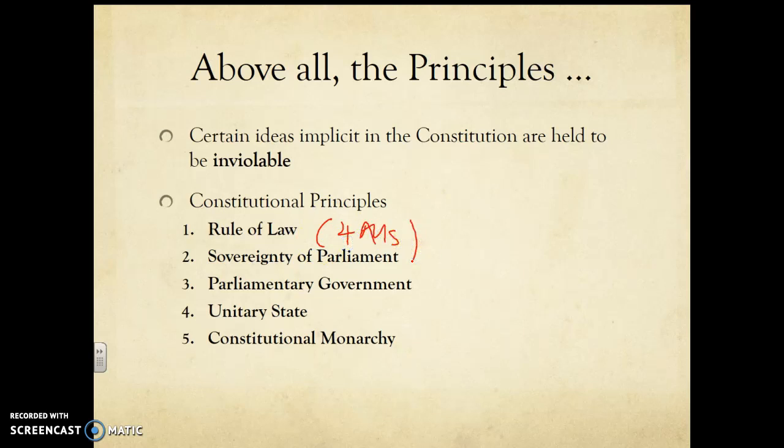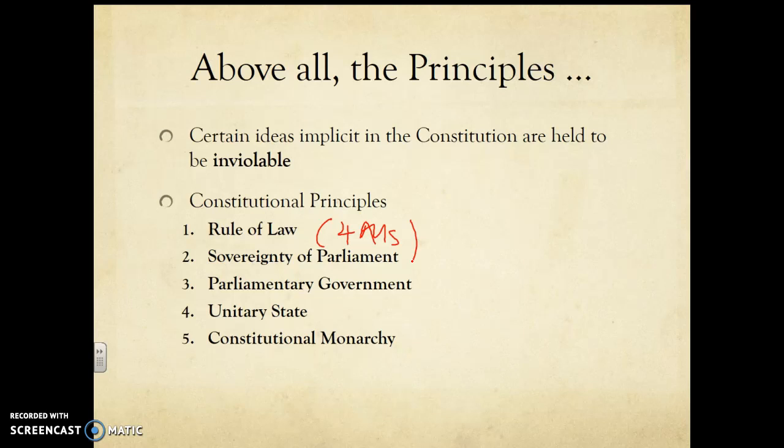We have the sovereignty of Parliament, which establishes that Parliament is the highest level of legal authority in the legal system. We have parliamentary government, which says that government derives its authority from Parliament. We have a unitary state, which says that the UK has evolved through time to be the United Kingdom of England, Wales, Scotland and Northern Ireland.